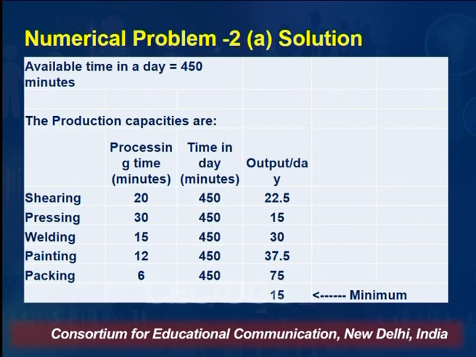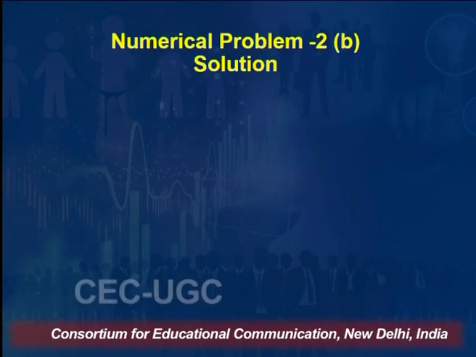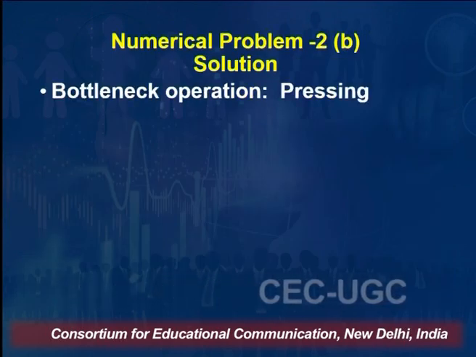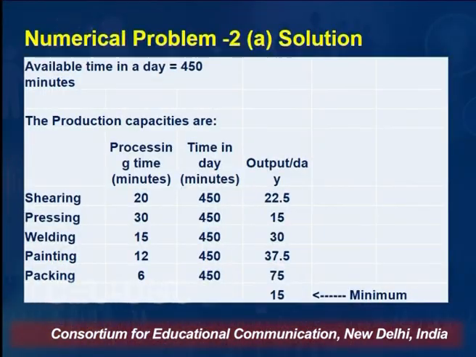So the output efficiency is basically 20 divided by 450, that is 22% utilization, you can say, and 30 divided by 450, 15 divided by 450 into 100, 12 divided by 450. So basically we have seen that here, the 15 units is the output produced by pressing.